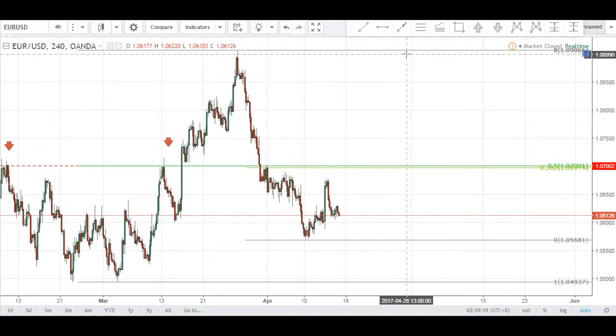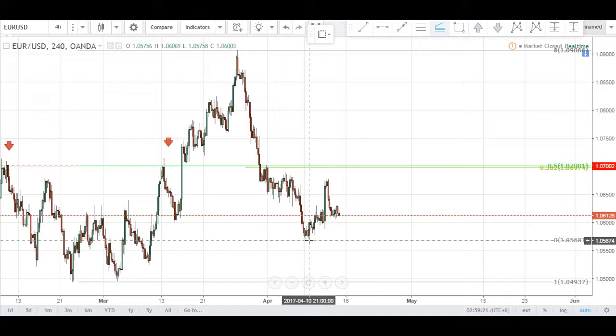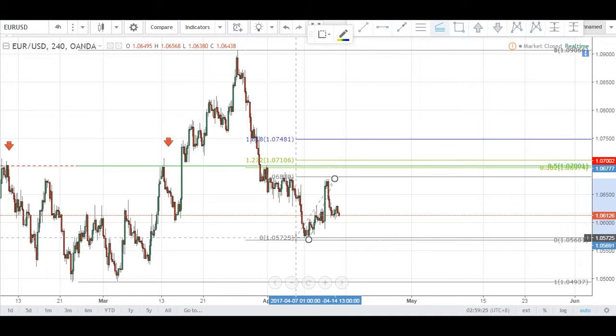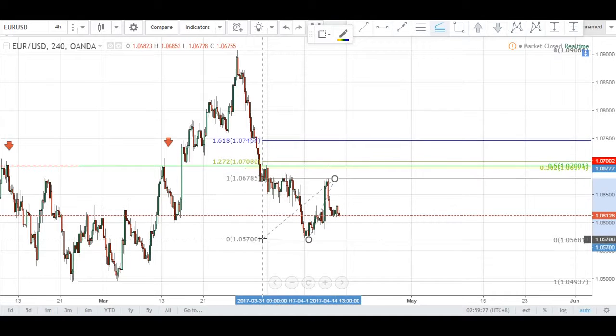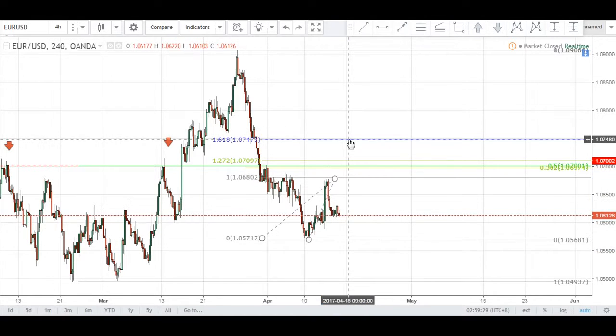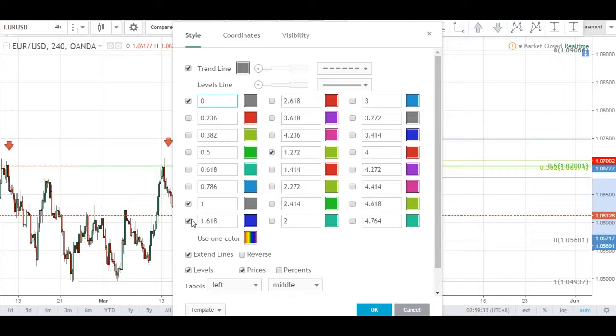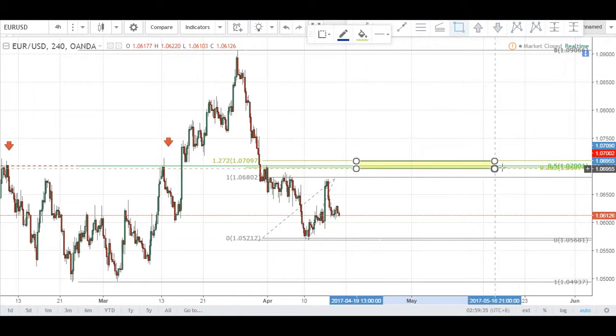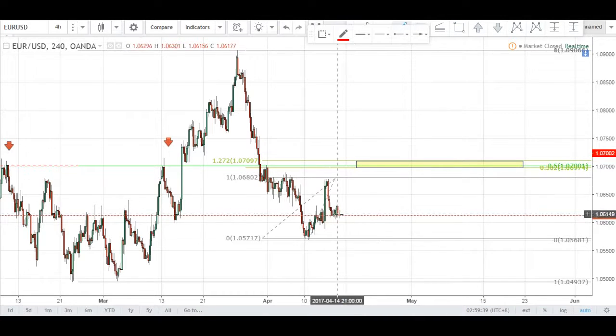So if we take a Fibonacci extension, we have a swing low to swing high, back down to swing low, and you can see that a 1.27 level lines up very nicely with our previous Fibonacci retracement levels. So this would be a zone that we can identify as a potential decision zone, meaning that if price were to come up into this area, we could potentially look for a short opportunity.